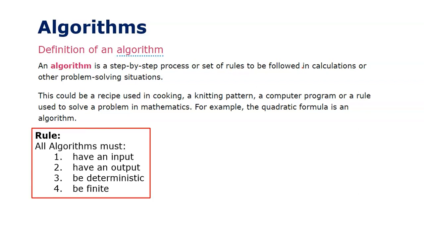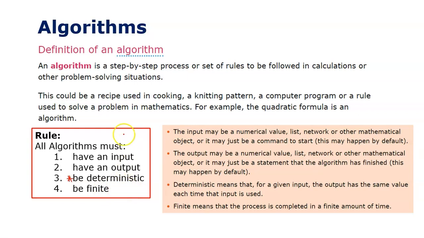So a rule then, all algorithms must have these four components. They must have an input, they must have an output, they must be deterministic. Now this is the one which I'm going to guess is most likely to be something that you don't understand what that means. So I'll explain that in a bit. And it also must be finite. Now finite means the opposite of infinite. It must stop, if you like. It doesn't go on and on forever.